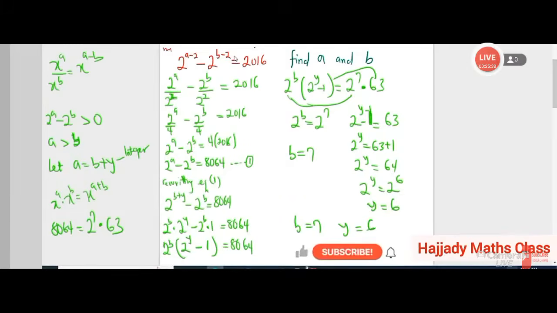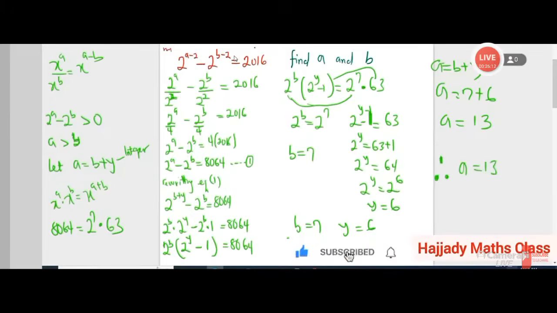Don't forget that we are interested in getting the values of a and b. We have that a equals b plus y, so a is now 7 plus 6, and finally a equals 13. So in conclusion, a is 13 and b is 7.